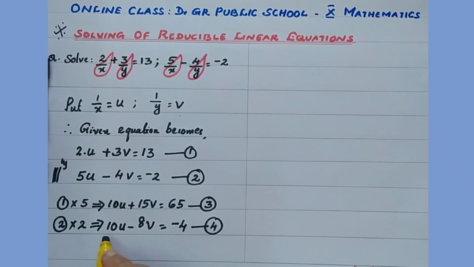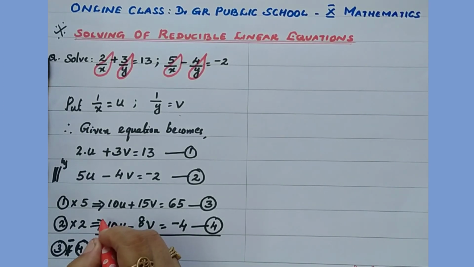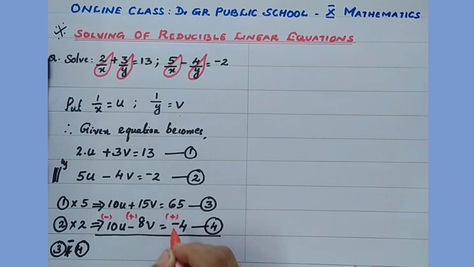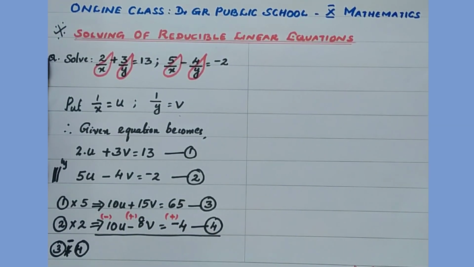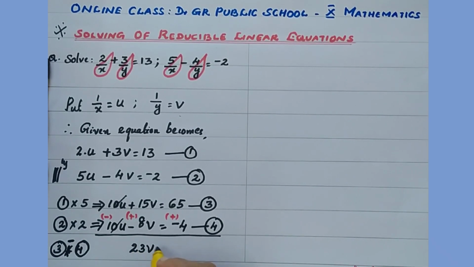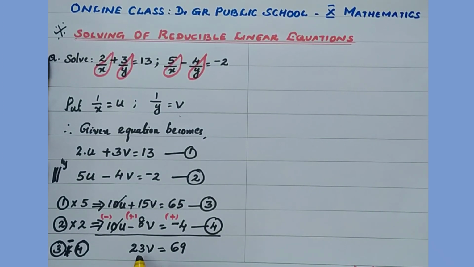Now, these are the two equations. I am going to subtract these two equations. Equation 3 minus equation 4 gives, you know that while subtracting, the second equation changes the sign. Plus 10u becomes minus, this becomes plus, this becomes plus. Changing of sign. Now, when subtracting, you can find that 10u minus 10u get cancelled. Plus 15 plus 8 gives plus 23v equals, your right side is 65 plus 4 is 69. 23v equal to 69, which implies v equals 69 divided by 23, which is 3. Thus, you got the value of v.